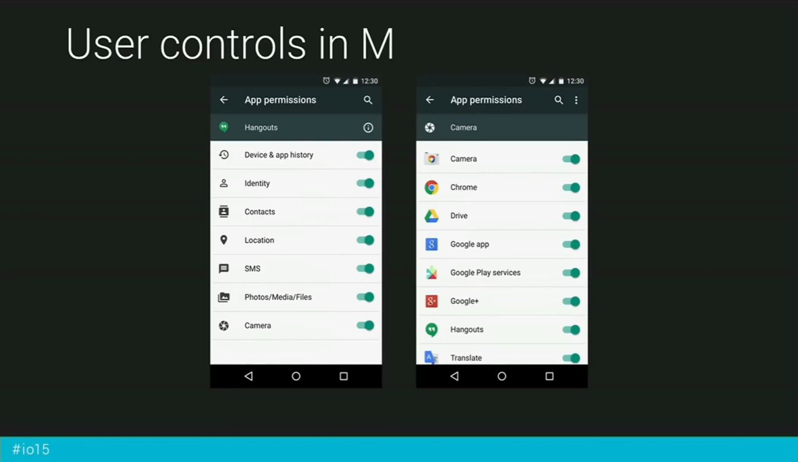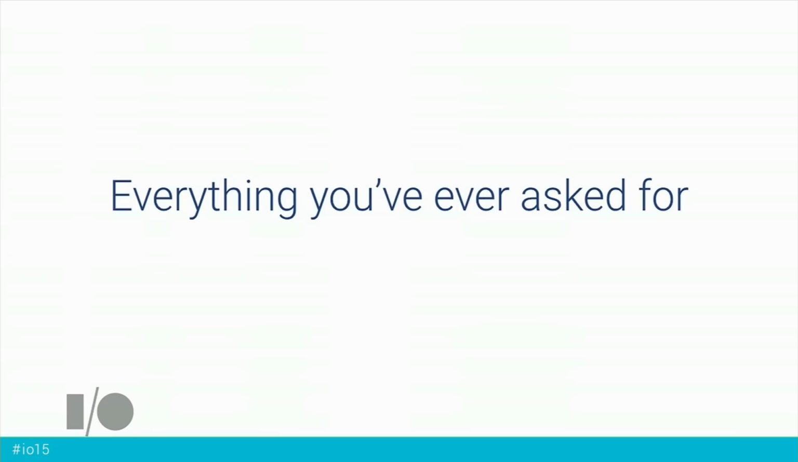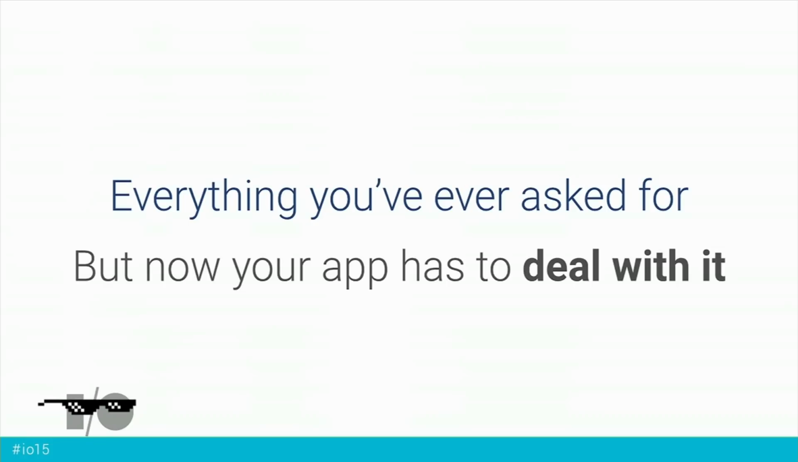The user has ultimate control over these things. Not only can the user deny them in the moment, but they can go back into settings and find out all the permissions that your app has and all of the apps that have a particular permission and turn them off individually, line item a la carte. So that's a blank slide. It's basically everything that you've ever asked for in Android permissions, and now your app has to deal with it.